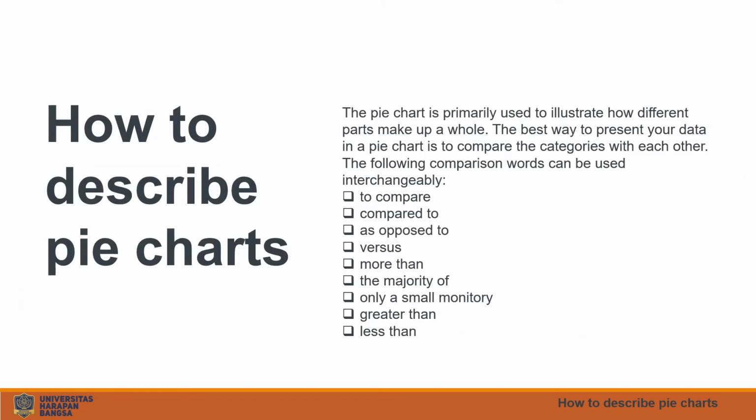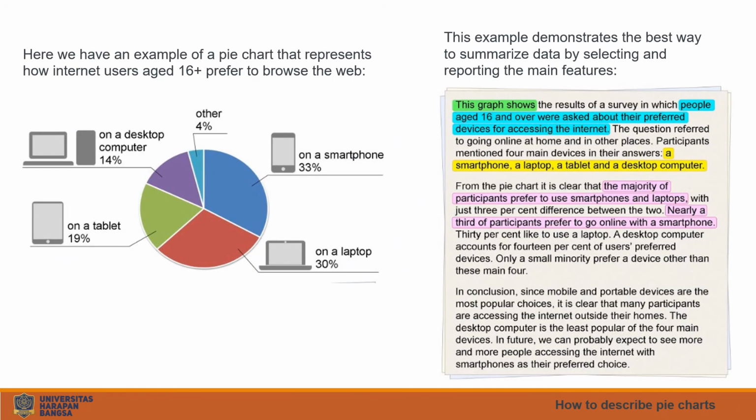Now, how to describe pie charts. The pie chart is primarily used to illustrate how different parts make up a whole. The best way to present your data in a pie chart is to compare the categories with each other. The following comparisons can be used interchangeably: to compare, compared to, as opposed to, versus, more than, the majority of, only a small minority, greater than, less than.